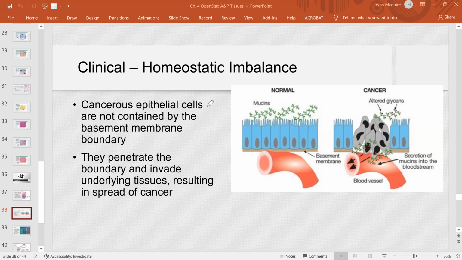Now, cancerous epithelial cells are not contained by the basement membrane boundary. They can penetrate it and invade underlying tissue. They can migrate inside your blood vessels, and it can cause the spread of cancer that we call metastasis. So the clinical significance of the basement membrane is that this is a boundary for your epithelial cells.